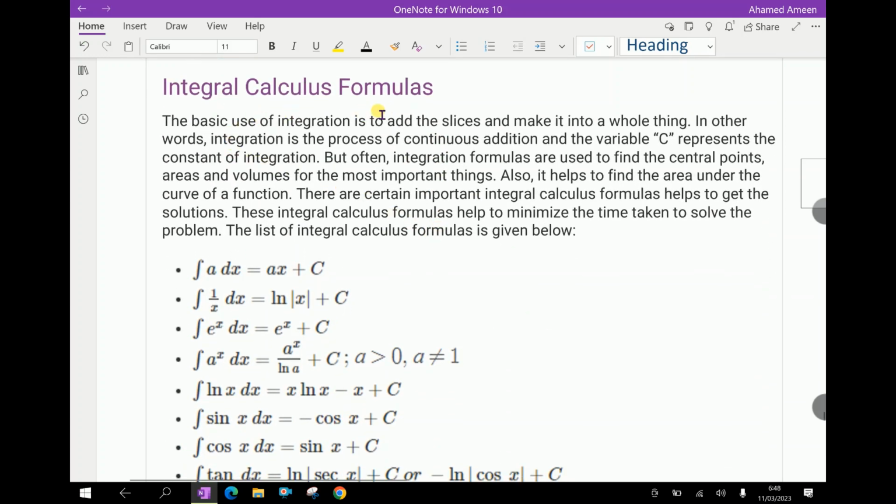Now the integral calculus formulas. The basic use of integration is to add the slices and make them into a whole thing. In other words, integration is the process of continuous addition, and the variable c represents the constant of integration. Often integration formulas are used to find the central points, areas and volumes of the most important things. Also, it helps to find the area under the curve of a function. There are certain important integral calculus formulas here.